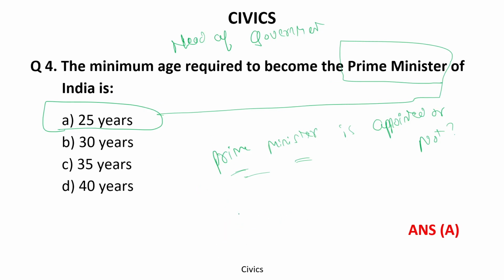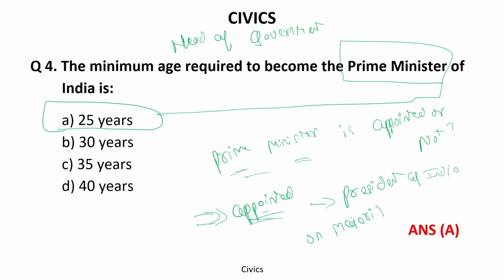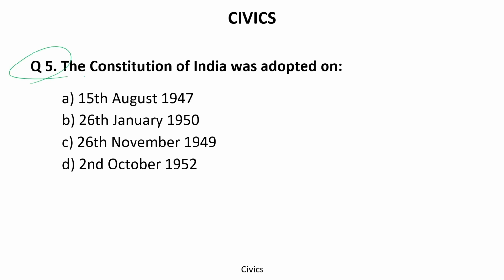The correct answer is he is appointed. And who appointed the Prime Minister? The President of India, on majority party basis. All right. The President of India appoints the Prime Minister on the majority party basis. Okay, now let's move forward.